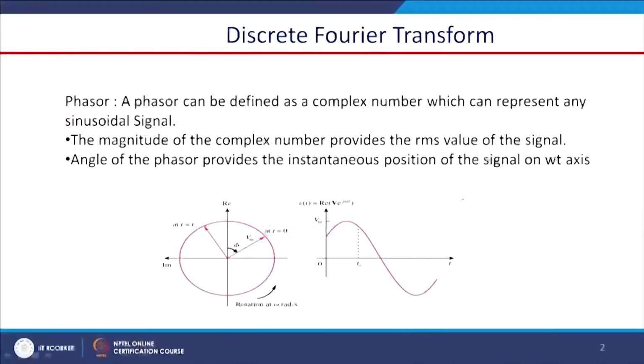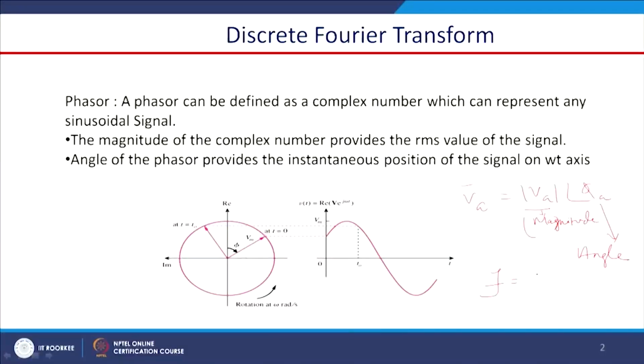Now, as far as the phasor is concerned, how do we define a phasor? If we say V a phasor, it has a magnitude and it also has an angle. These two together, the magnitude part and the angle part, form the phasor.